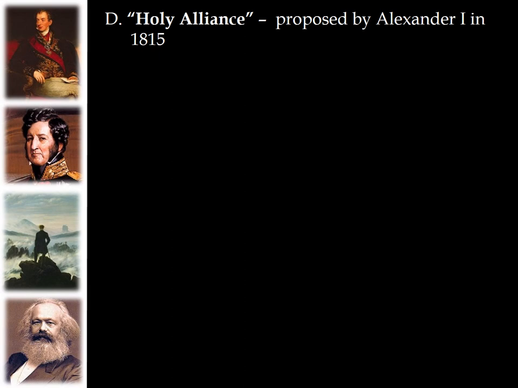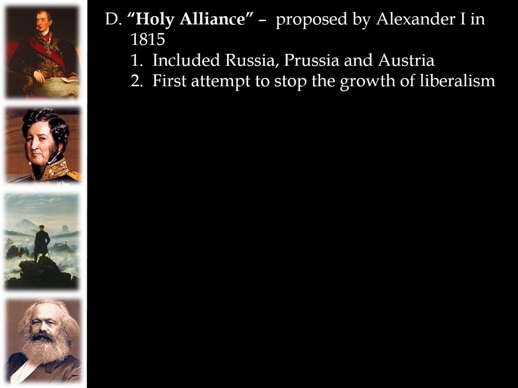The Holy Alliance is another part of, I guess you would say, the negotiations that happened in the Congress of Vienna. And it was something that was proposed by Tsar Alexander I in 1815. It included Russia, Prussia, and Austria, because they are the only ones that agreed to it. England did not agree to be part of this Holy Alliance. And ultimately, it was the first attempt to stop the growth of liberalism, which these nations saw as anti-Christian, even, or as evil.